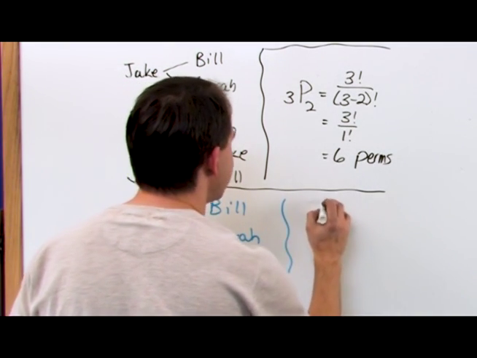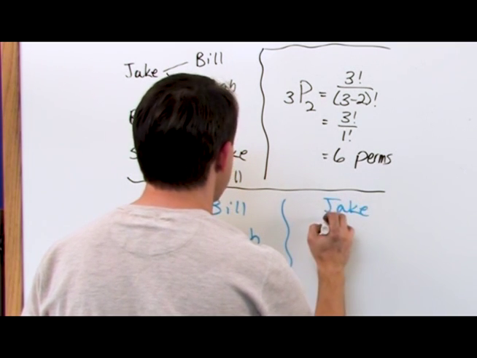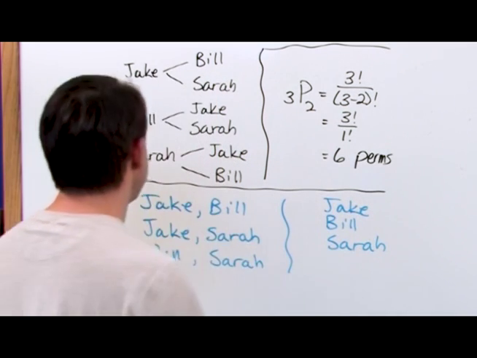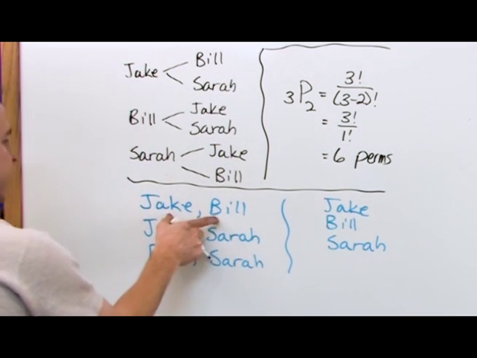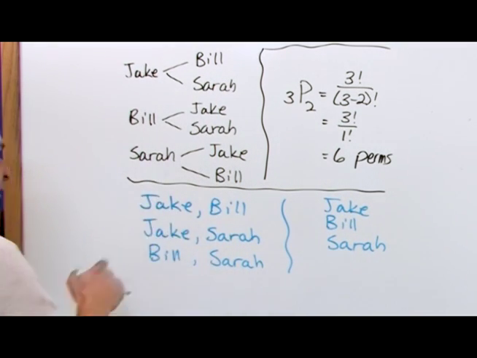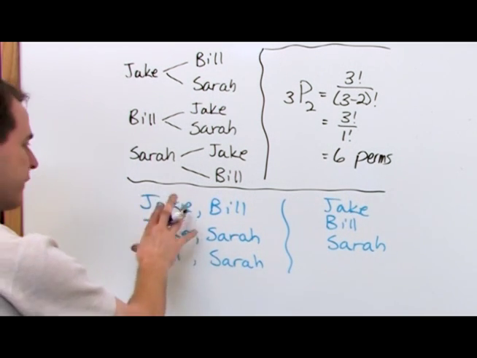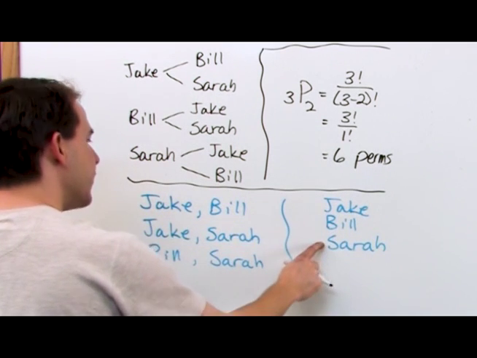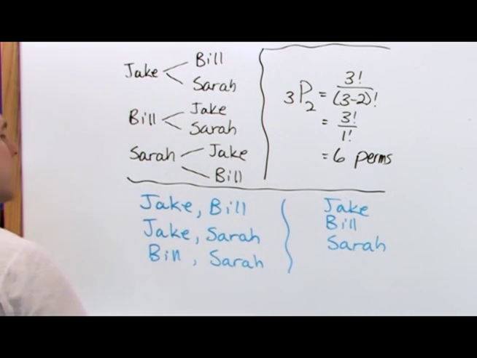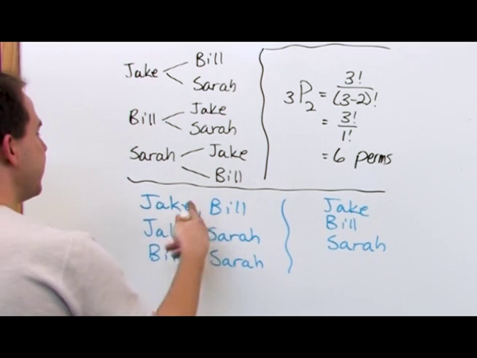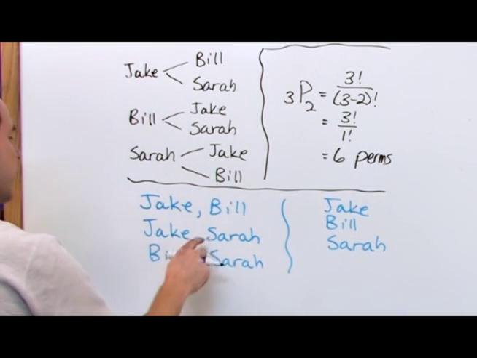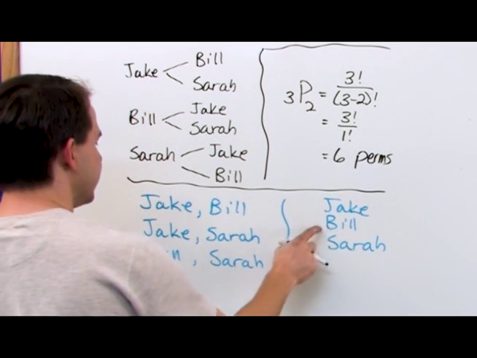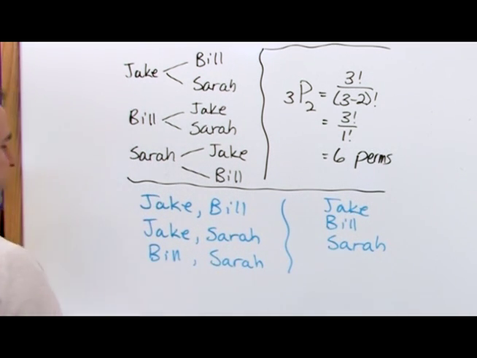The only three people we have to choose from are Jake, Bill, and Sarah. So we can pick Jake and Bill. This is one combination. It's not a permutation anymore because the order doesn't matter. We can also pick Jake and Sarah. That's another combination. Jake and Bill is exactly the same thing as Bill and Jake, and Jake and Sarah is the exact same thing as Sarah and Jake. And we can also pick Bill and Sarah.